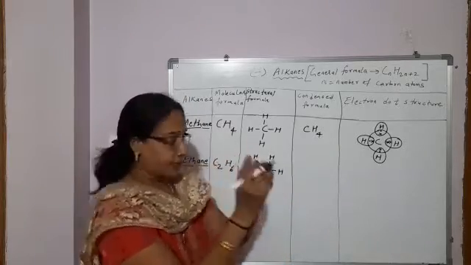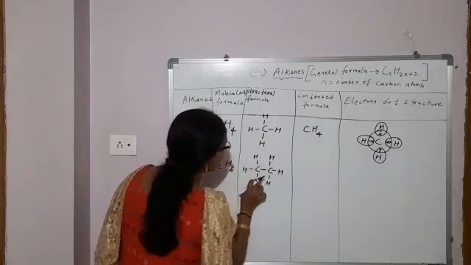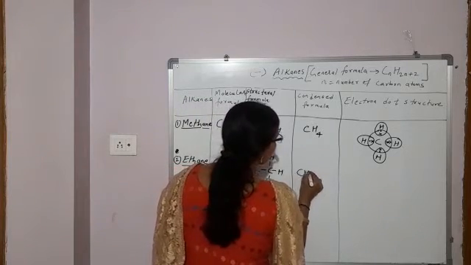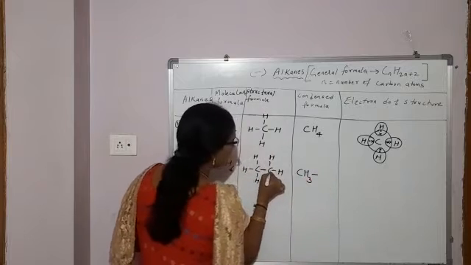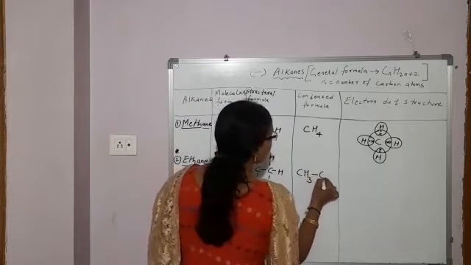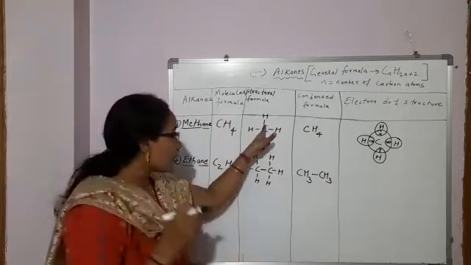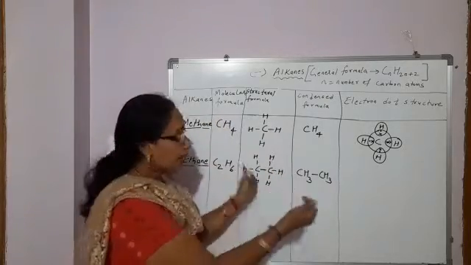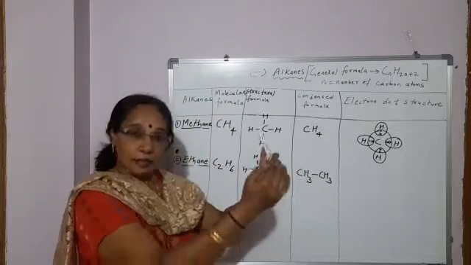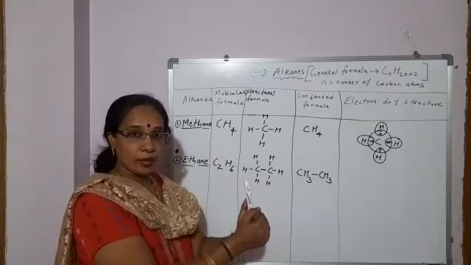In short you will write. So to this carbon how many hydrogens are attached? 3. CH3. Single bond again to this carbon, how many hydrogens are attached? CH3. So this is the condensed formula. Structural formula means you will show the bonding. Condensed means in short, in a condensed way you will write.